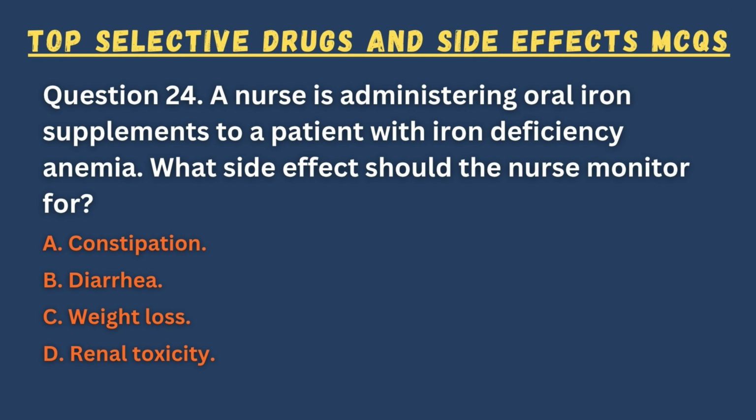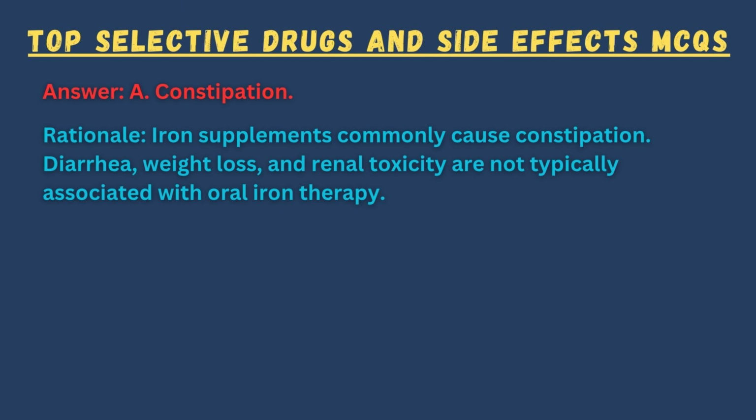Question 24. A nurse is administering oral iron supplements to a patient with iron deficiency anemia. What side effect should the nurse monitor for? A. Constipation. B. Diarrhea. C. Weight loss. D. Renal toxicity. Answer: A. Constipation. Rationale: iron supplements commonly cause constipation. Diarrhea, weight loss, and renal toxicity are not typically associated with oral iron therapy.